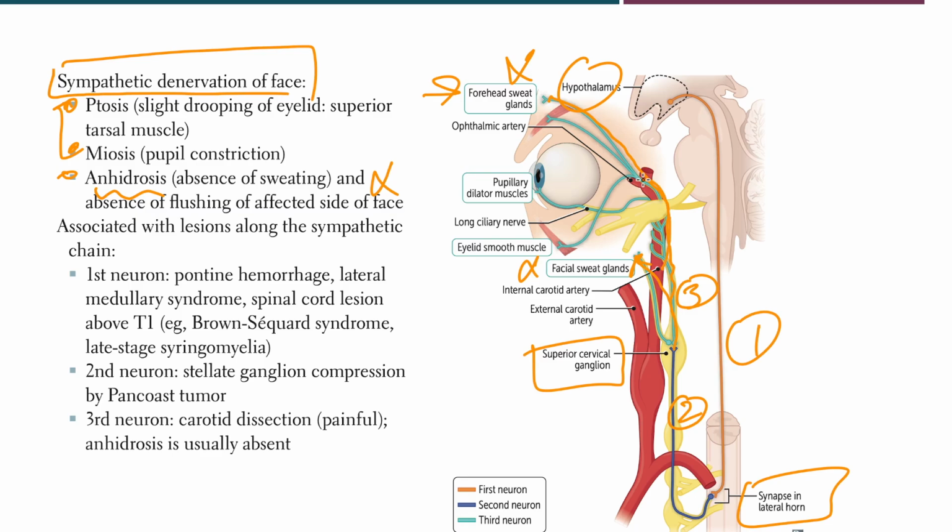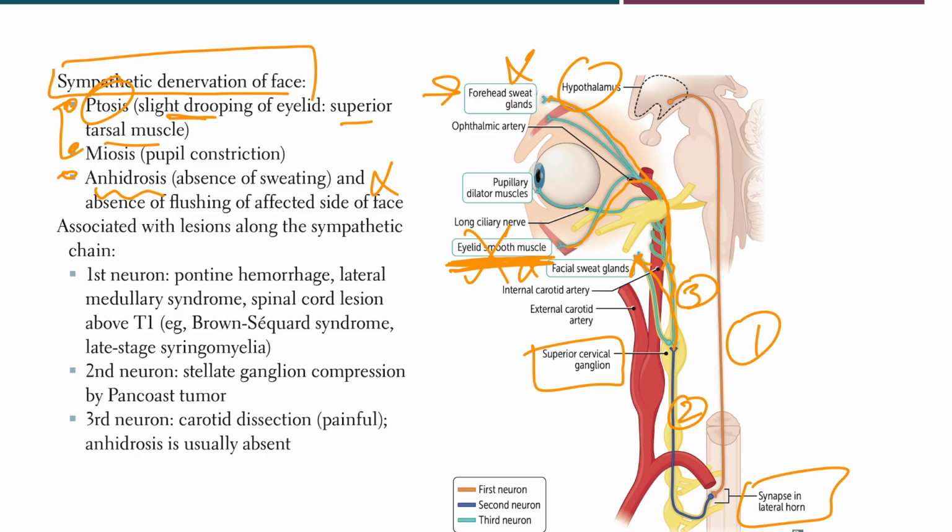Then the other fibers go and innervate, look at this muscle, the eyelid smooth muscle. When you knock this out, you will not be able to innervate the eyelid smooth muscle, so it can't contract. So you're going to get drooping of the eyelid, which is the superior tarsal muscle, known as ptosis, drooping of the eyelid, ptosis, right?